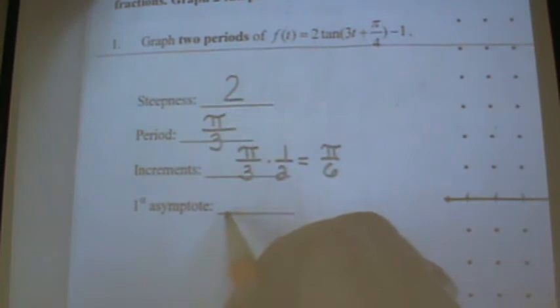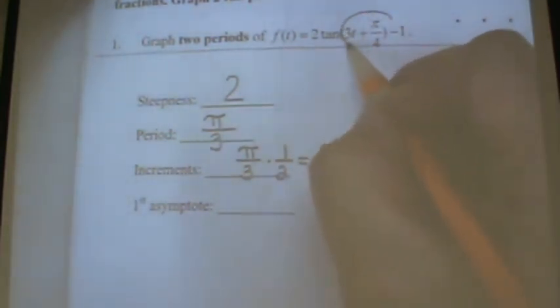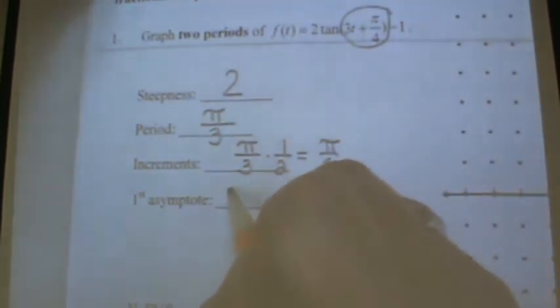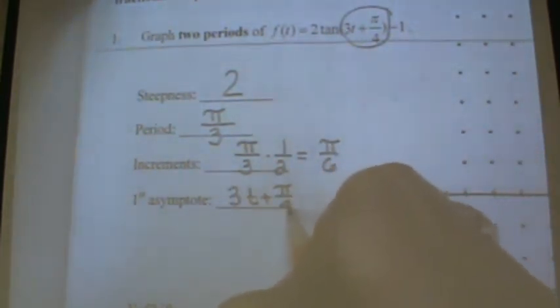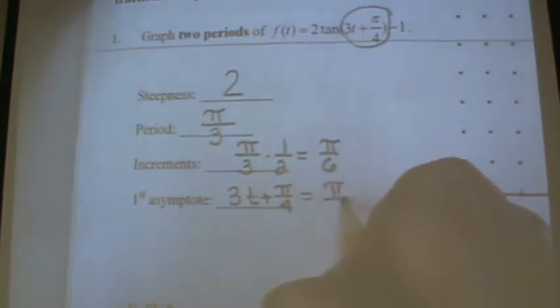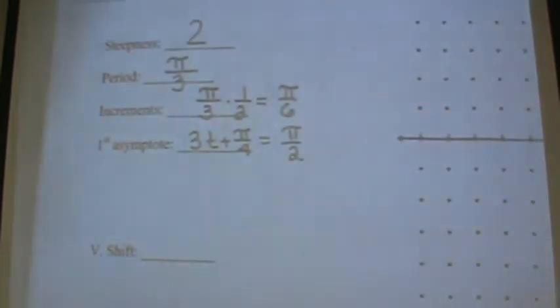But I need to find my start position. So what you do is you take this piece right here, so 3t plus pi over 4, and set it equal to pi over 2. Now, how good is your algebra? Because you got to solve for t. T is your first asymptote.